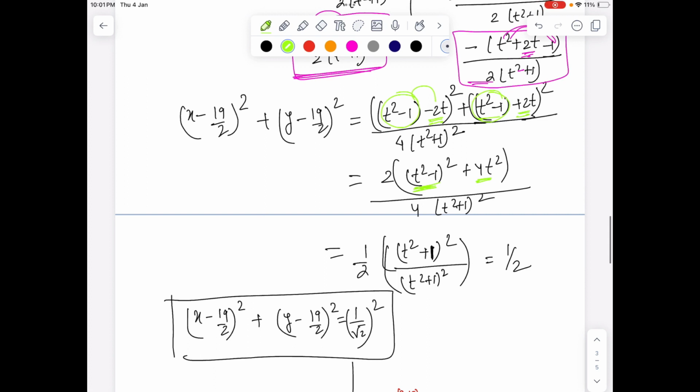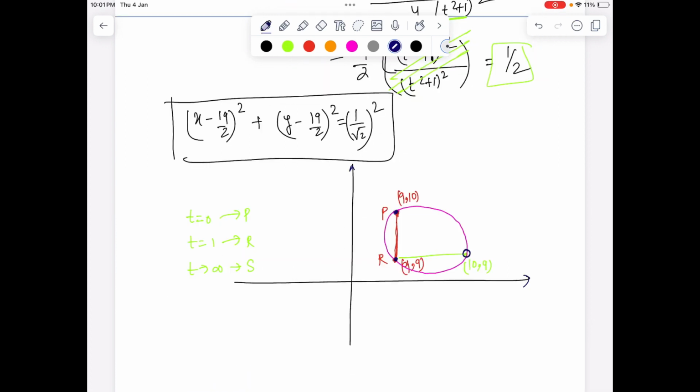And now interestingly, you can see that (t square minus 1) whole square plus 4t square is nothing but (t square plus 1) whole square. So this will get cancelled, and we are having 1. All the points represented by f of t for a particular value of t will lie on this circle, centered at (19 by 2, 19 by 2) and radius 1 by root 2.